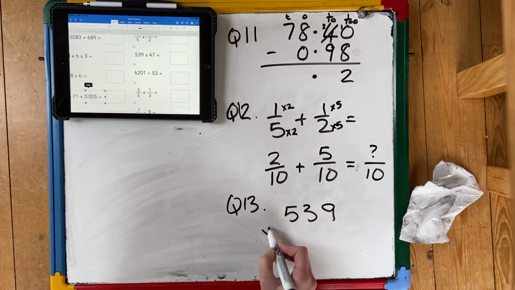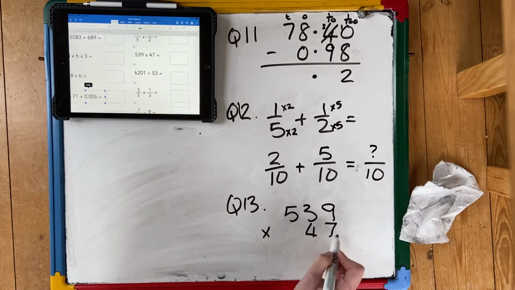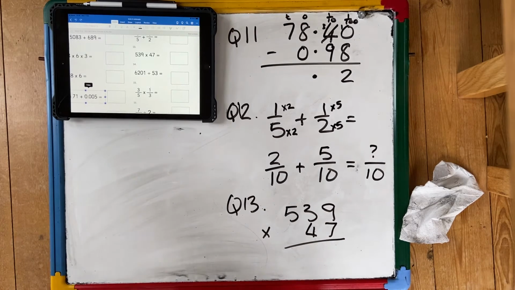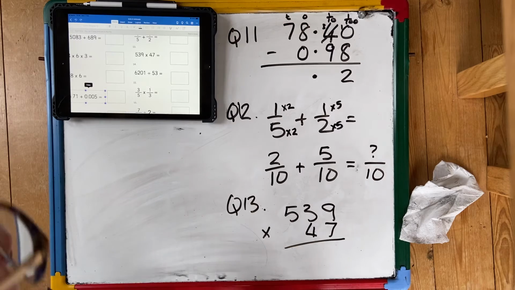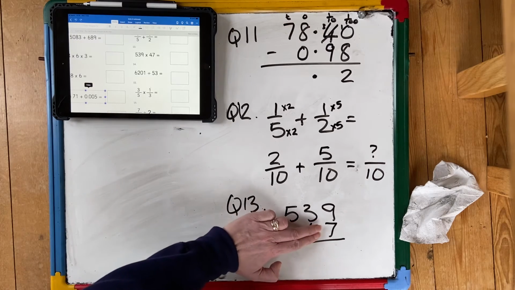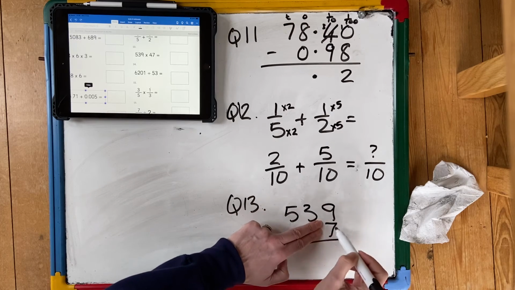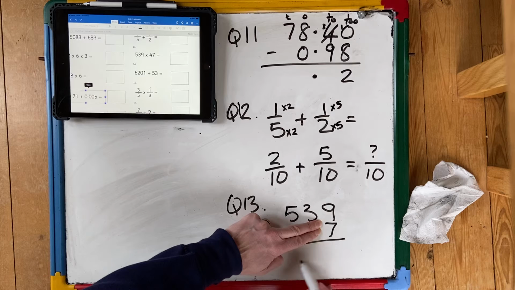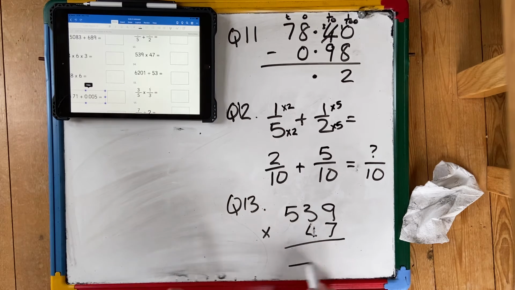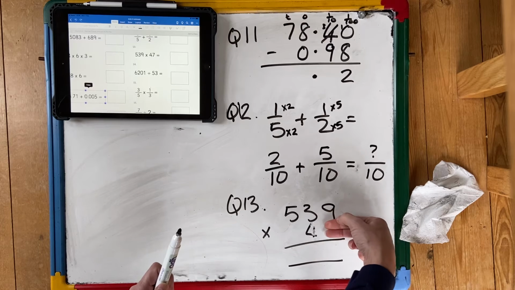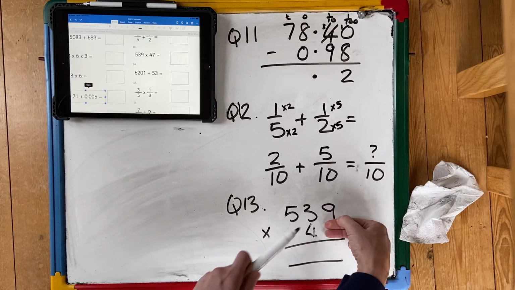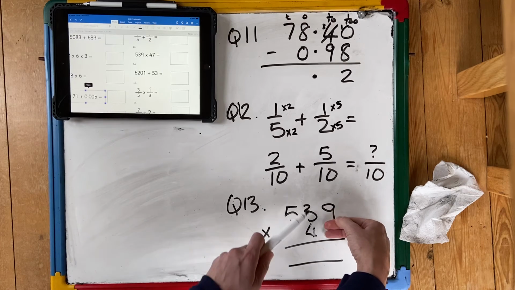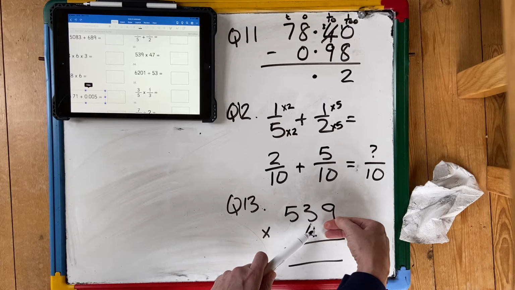539 multiplied by 47. Okay, so first of all, I'm going to multiply 539 by 7. So 9 times 7, 3 times 7, 5 times 7, and write my answer there. Then here, I'm going to cover up the 7 and I'm going to multiply everything by 4. 9 times 4, 3 times 4, 5 times 4.